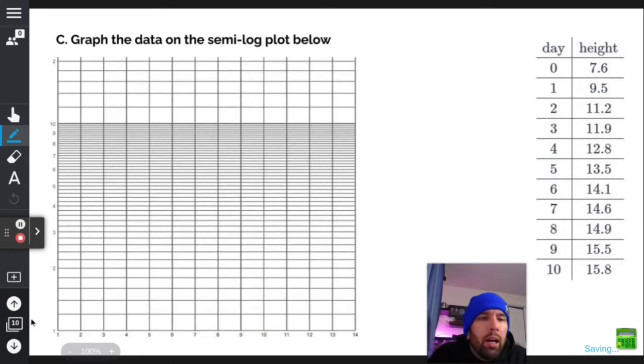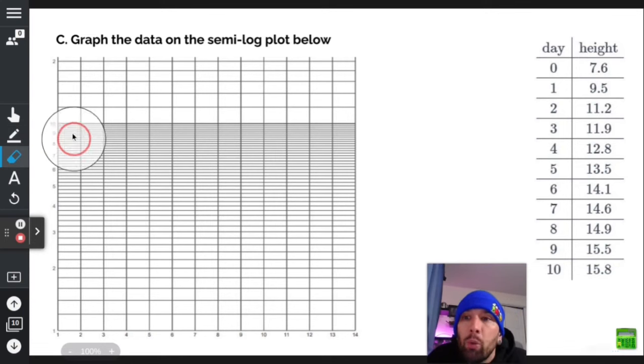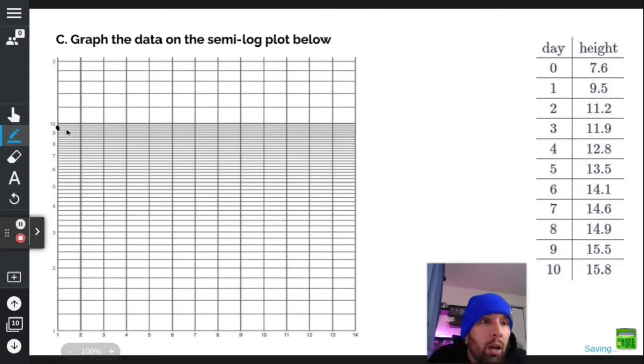Okay. All right. Now, this is exponential, which follows log rules, which means I should be able to use a semi-log plot to graph these out and get what appears to be a straight line. So let's do that. 1 and 9.5 is going to live right there. 2 and 11.2. So this is 10, so 11.2 will be somewhere around there. 11.9, somewhere around there. 12.8, so this is 12.8, somewhere around there.